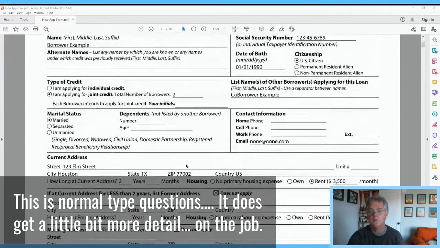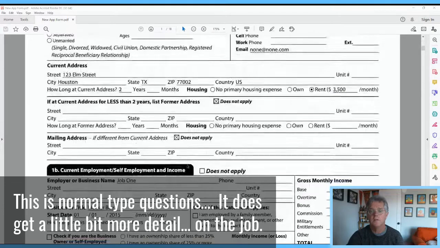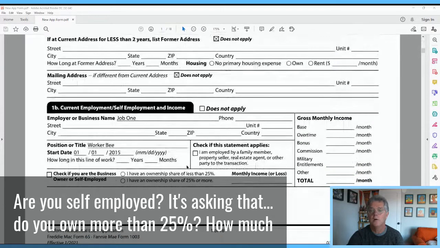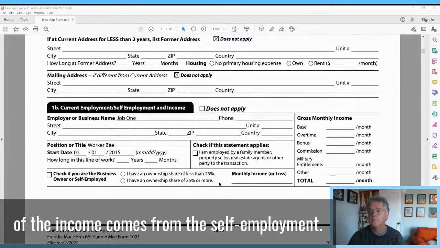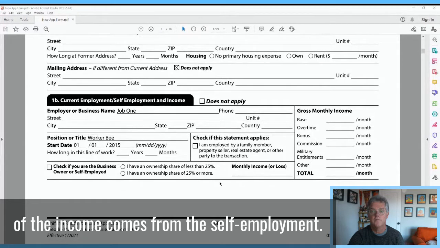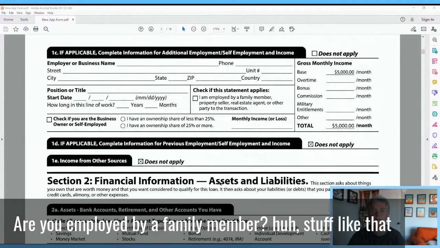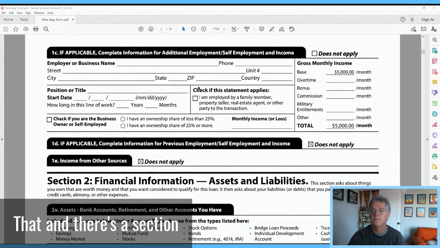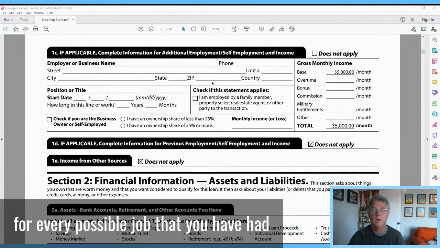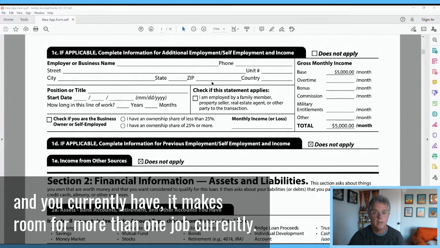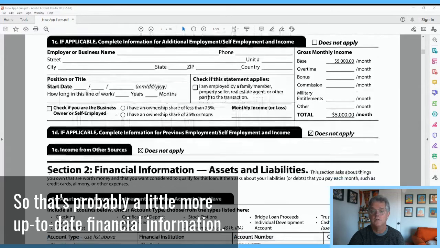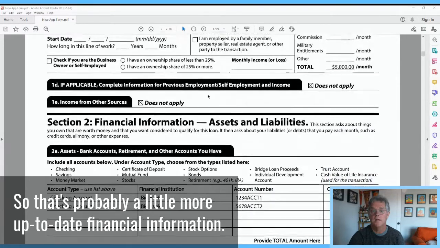This is the normal type questions. It does get in a little bit more detail on the job. Are you self-employed? It's asking that. Do you own more than 25%? How much of the income comes from the self-employment? Are you employed by a family member? Stuff like that. And there's a section for every possible job that you have had and you currently have. It makes room for more than one job currently, so that's probably a little more up to date.